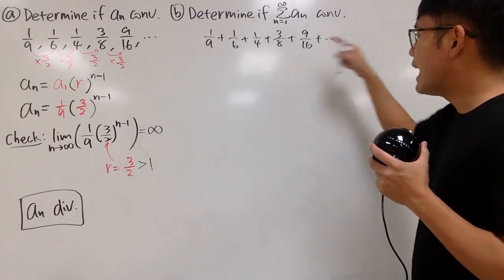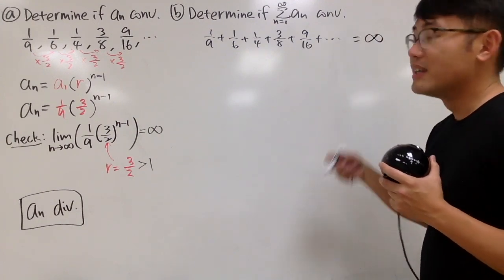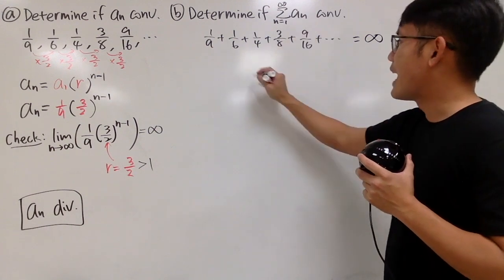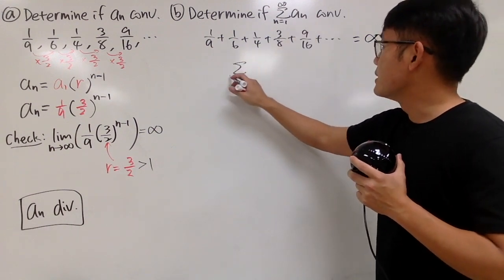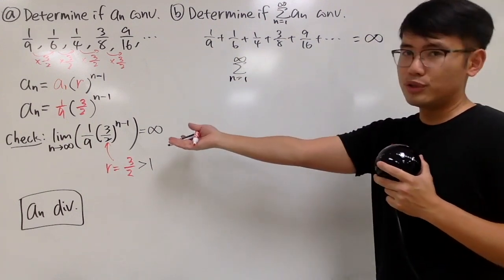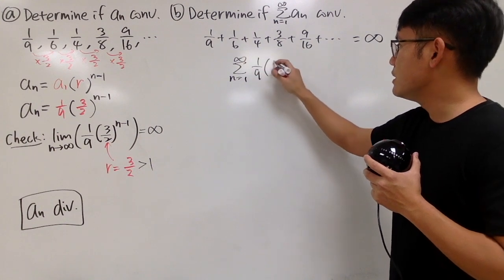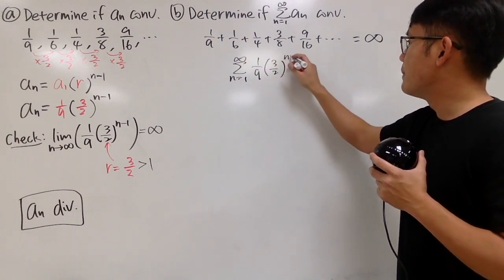So the truth is, when we add up all of this, let me tell you, this right here will be infinity. So in other words, this right here diverges. So I'll write this down. n goes from 1 to infinity. And perhaps let me just write that down for you guys. I will write down 1 over 9, parentheses, 3 over 2, n minus 1.